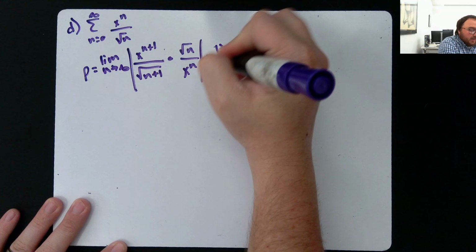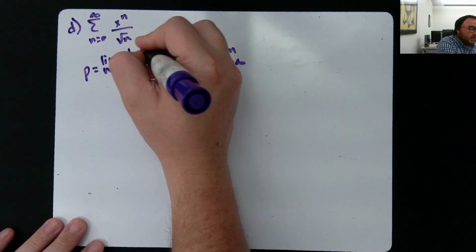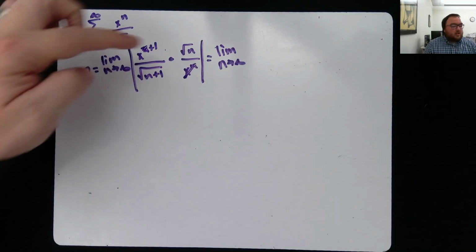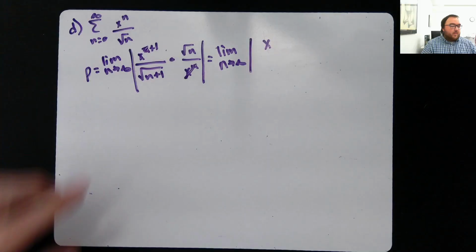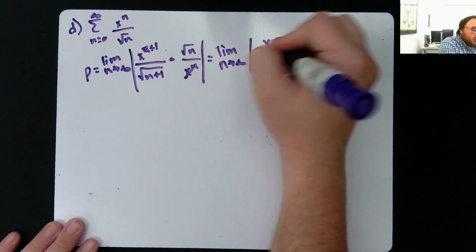X to the n plus 1 over x to the n. Both of those have an x to the n, so cancel that out. X to the first is what I have left, so that's just x. And then the square root of n over the square root of n plus 1. There's nothing I can do there, so just leave it.